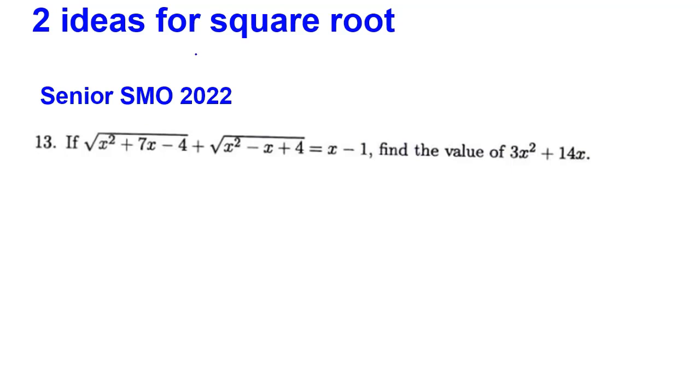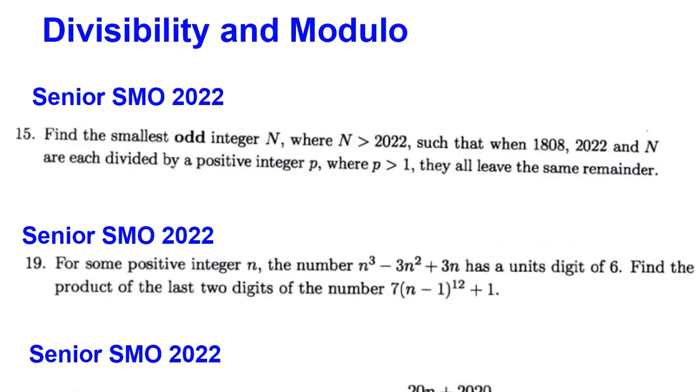Okay, next one is two ideas for square root. When you see square root, there are two ideas. First one is to raise to the power of 2. Second idea is to use changing variable. For example, consider this one equal to 8, one of them. Here it is SMO 2022. I released a solution of this problem. You can see my video and see which of them we use. Okay, so these two ideas are important.